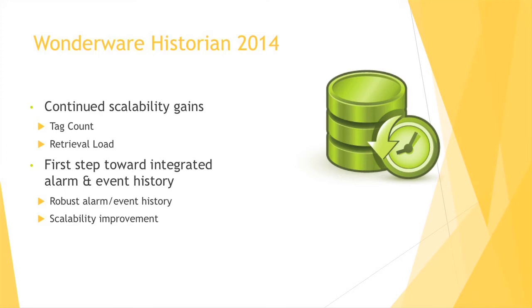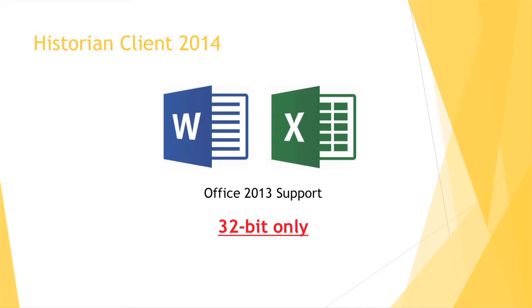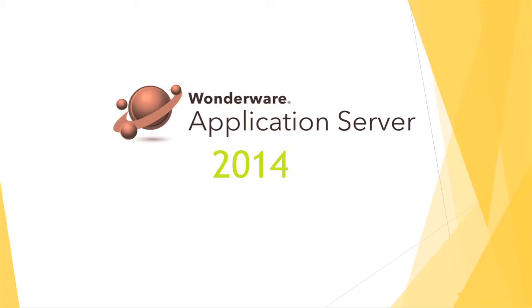So just a quick summary slide of some of the additions in 2014. One caveat, Historian client 2014, still only 32-bit Office. So before you go provisioning a bunch of machines with 64-bit Office, 64-bit OS is no problem. 64-bit Office, not for Historian client. So we've talked about InTouch, we've talked about Historian, let's talk about App Server.